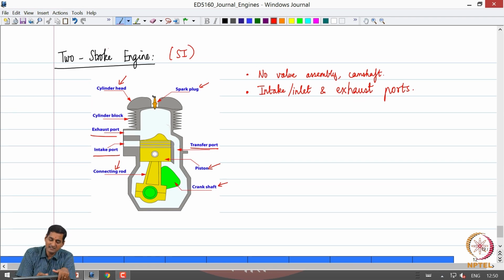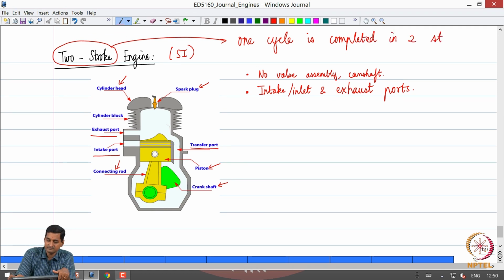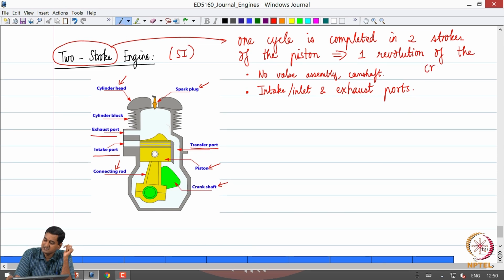As the adjective two-stroke indicates, one operating cycle is completed in 2 strokes of the piston. So this corresponds to how many revolutions of the crankshaft? It implies 1 revolution of the crankshaft. So we can immediately see that one cycle is completed in 1 revolution of the crankshaft, whereas in a 4-stroke engine, 1 cycle is completed in 2 revolutions of the crankshaft. That is a primary difference.